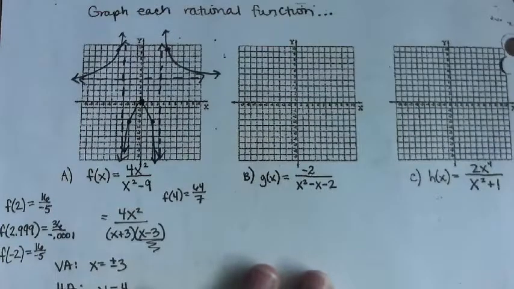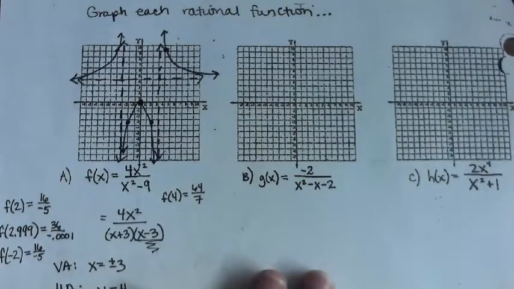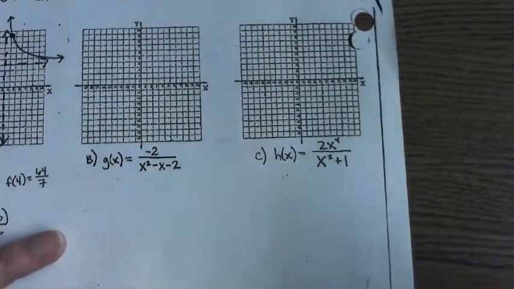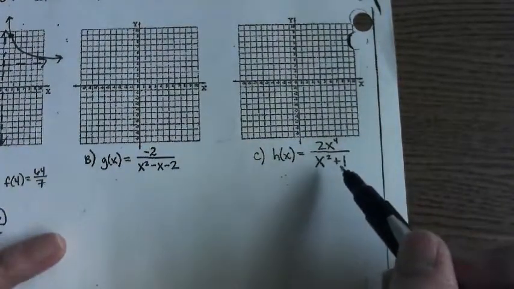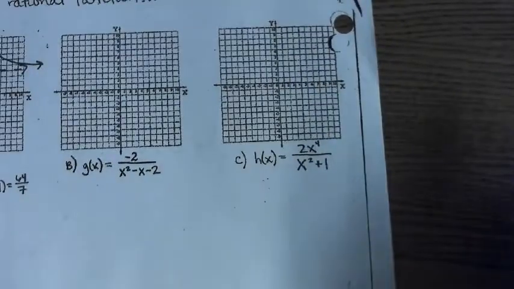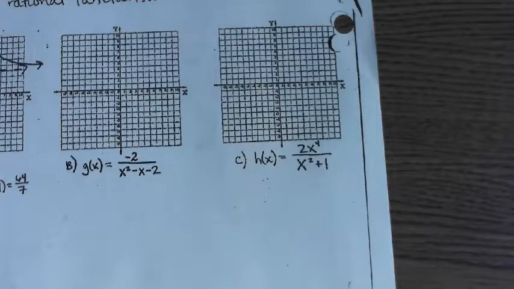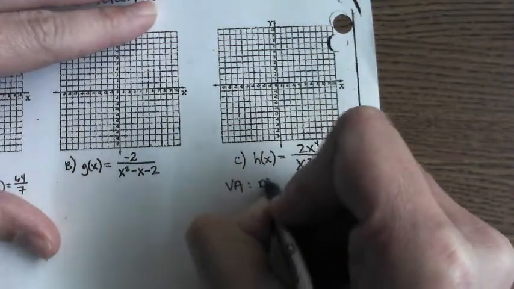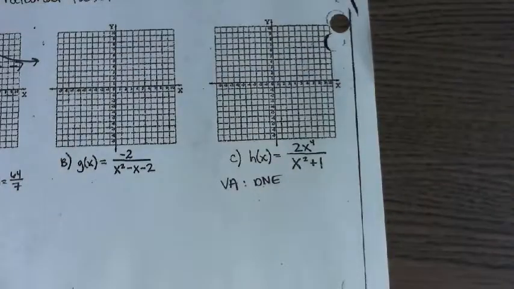All right, next one. I actually want to jump to C. If we have time, we'll go back to B. So, how about vertical asymptotes on C? There are none. There are no vertical asymptotes. Vertical asymptotes do not exist. There is no scenario in which our denominator is 0.